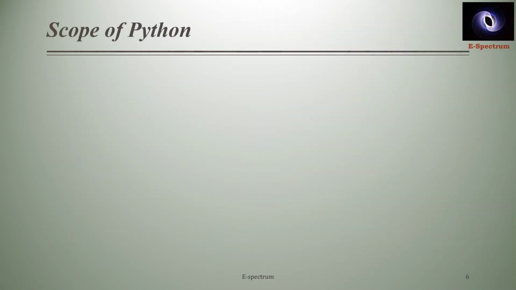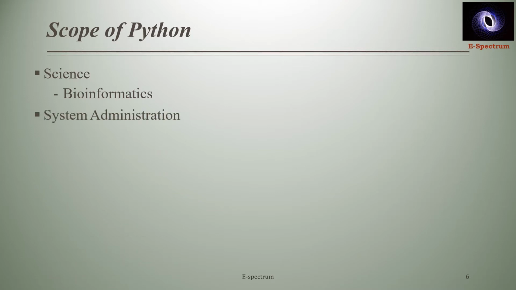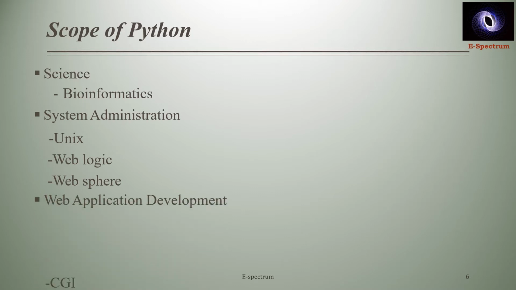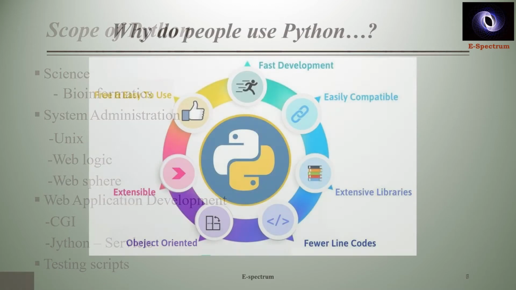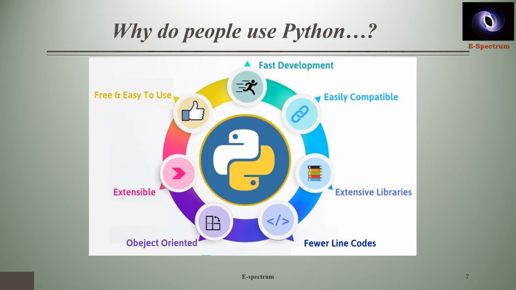So you can use Python in many applications in science, in bioinformatics, in hospitals, the examples that we have seen. It may be used for system administration. It can be used for development of operating systems, WebLogic, WebSphere, or web application development. It can be used for CGI, then Jython, that is Java plus Python, and servlets, where Python is being used nowadays, and testing scripts.